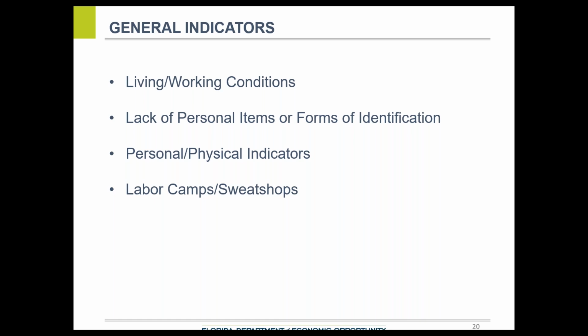The general indicators of labor trafficking include the living and working conditions of a victim, victims who may lack personal items or forms of identification, the physical indicators, and the labor camps or sweatshops.